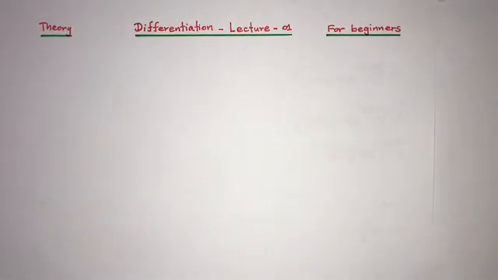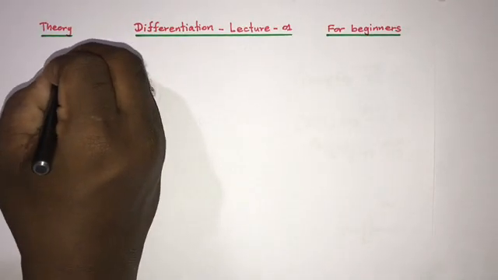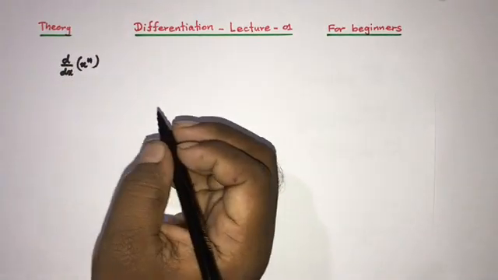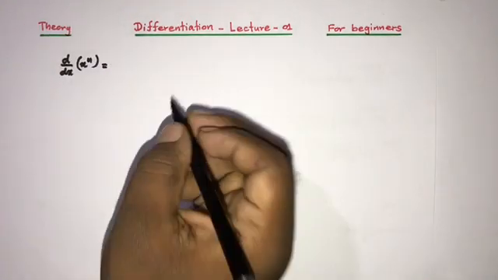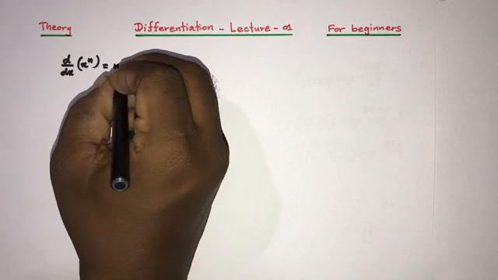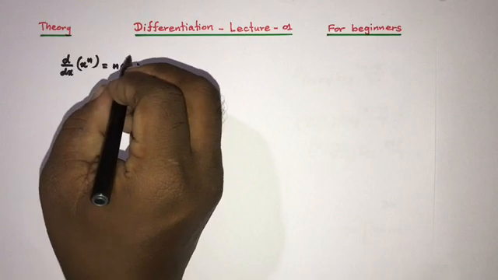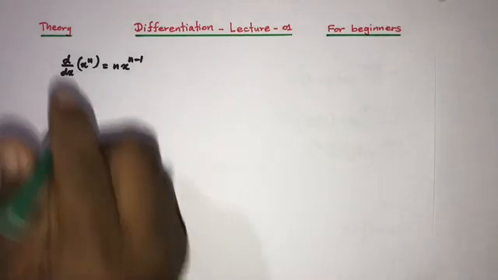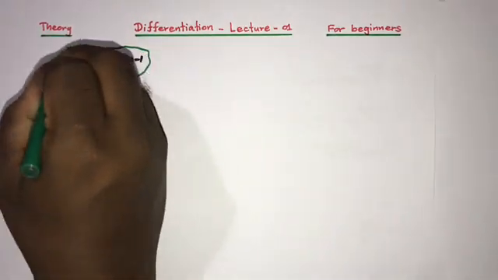Today we are going to discuss differentiation, and this is the first lecture. Today we are going to talk about the power rule of differentiation. So if we take the derivative of x to the n, we know this is the power rule: we write this n in front of the x, so nx. Now reduce the power by 1, so n x to the n minus 1. Okay, this is the power rule of differentiation.